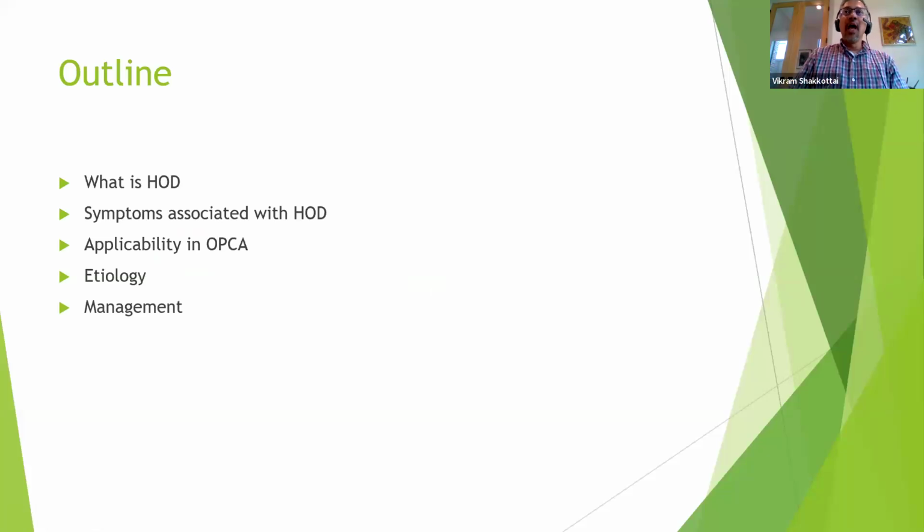So this is the outline of my talk today. What is HOD? Symptoms associated with HOD. I'm abbreviating hypertrophic olivary degeneration as HOD. Applicability in what's called OPCA, or olivopontocerebellar atrophies, that includes spinocerebellar ataxias such as SCA1, SCA2, and others like SCA7. I'm going to talk about the etiology and my view of the clinical experience of individuals with HOD, and what potential management options there are now, and potentially what the research will tell us in the future.